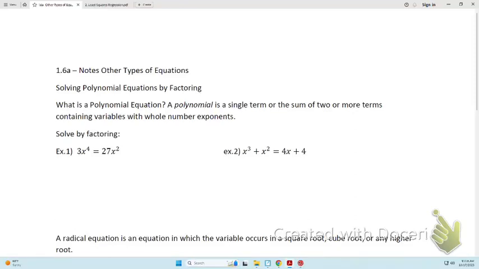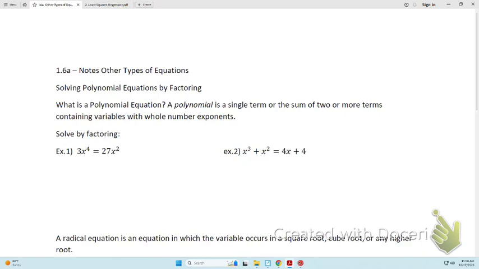In college algebra, we moved on to 1.6. It's titled Other Types of Equations. I tried to rename it something else. These are all just a play on quadratic equations, and you've got to use things like factoring, quadratic formula, square root method to solve these.